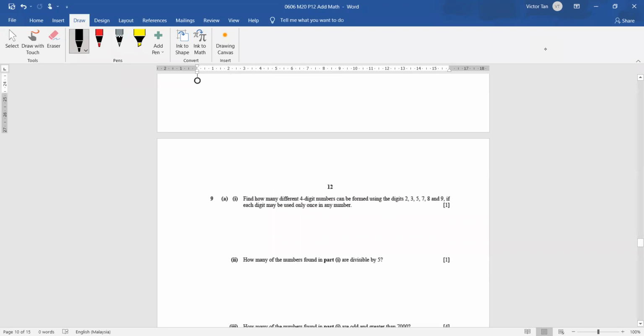Find how many different 4-digit numbers can be formed using the digits 2, 3, 5, 7, 8, and 9, if each digit may be used only once in any number. So you have a 4-digit number. Its choices: there are 6 numbers. So it will be 6 times 5 times 4 times 3. 30 times 12 will be 360.